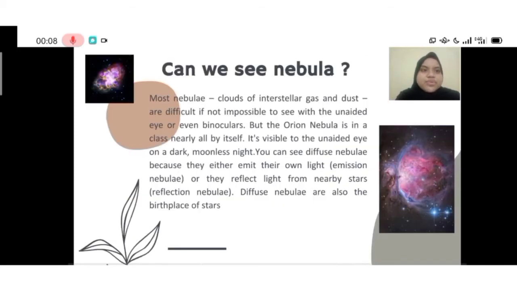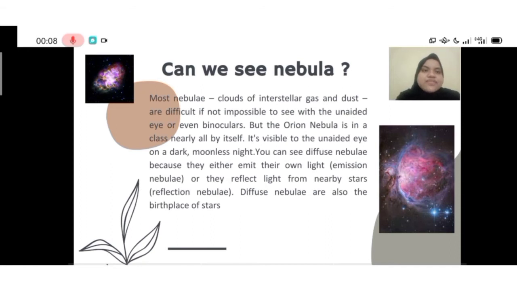So first, can we see nebula? Most nebula, clouds of interstellar gas and dust, are difficult if not impossible to see with the unaided eyes or even binoculars. But the Orion Nebula is in a class nearly all by itself. It's visible to the unaided eye on a dark moonless night.